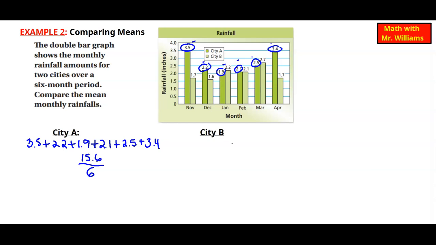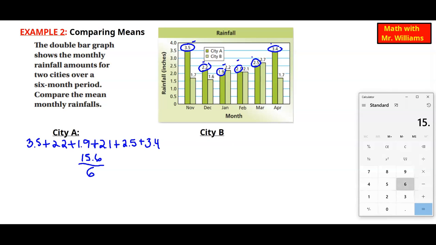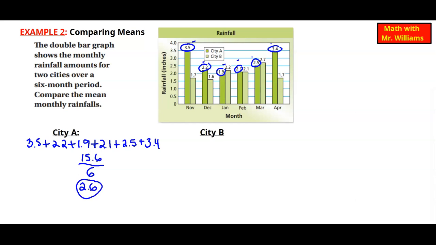So pull our calculator back out. So we have 15.6 divided by 6, giving us 2.6 for City A. All right, on to City B. So we identify all the numbers we're going to use. We're going to add them all up.